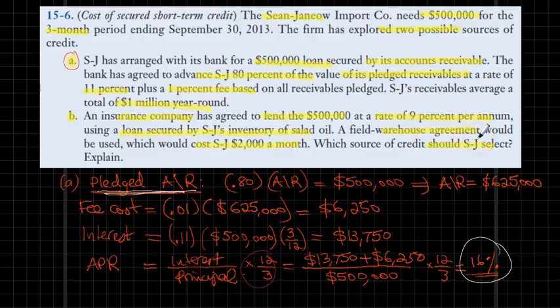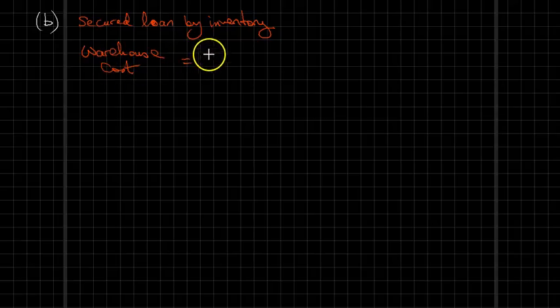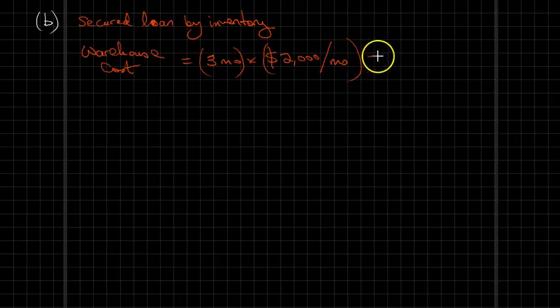And what would be the cost of this transaction? So for part B, we have a secured loan by inventory. And in this case, we will have to pay warehouse cost for the next 3 months. We will be paying $2,000 per month for a total of $6,000.